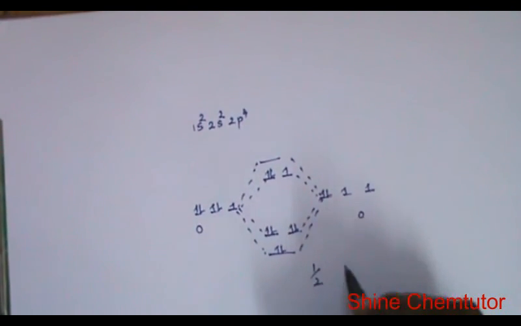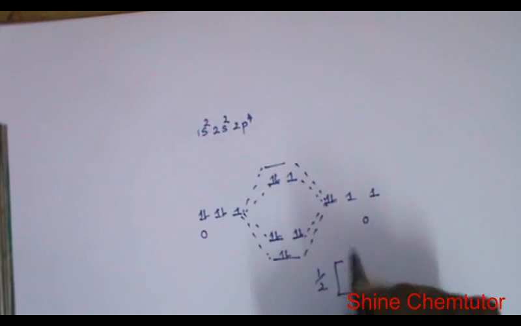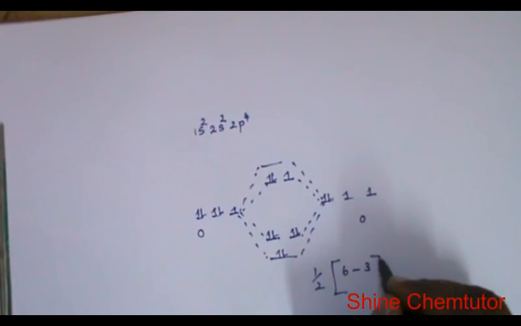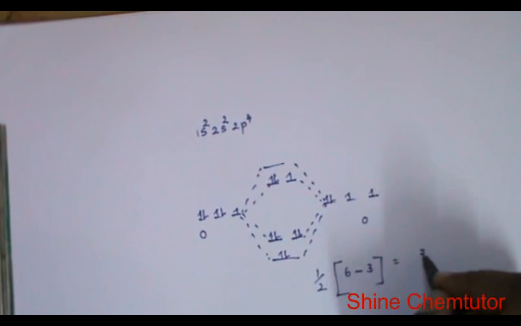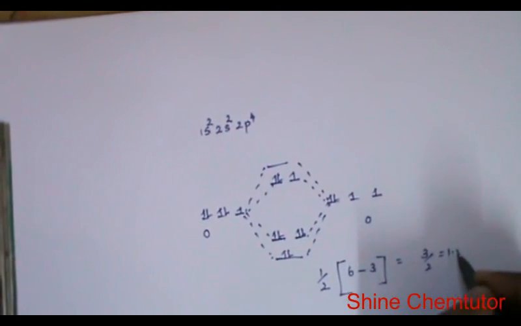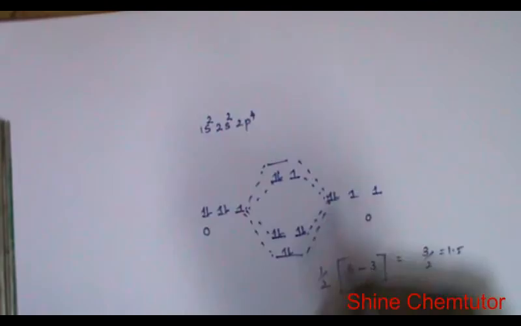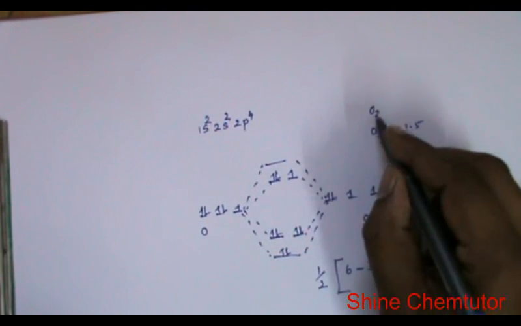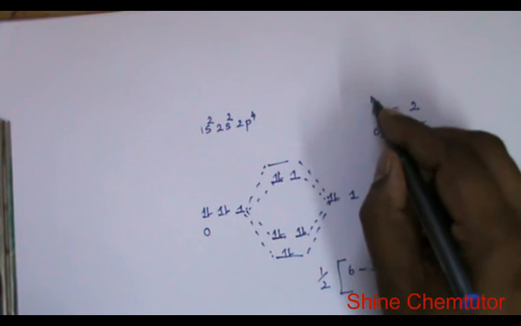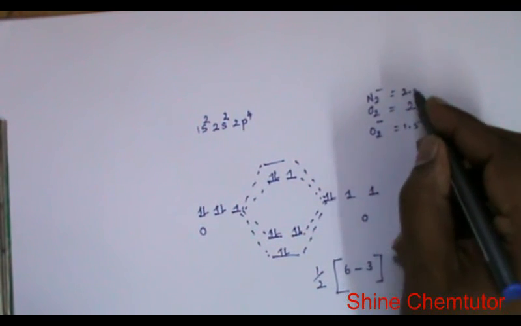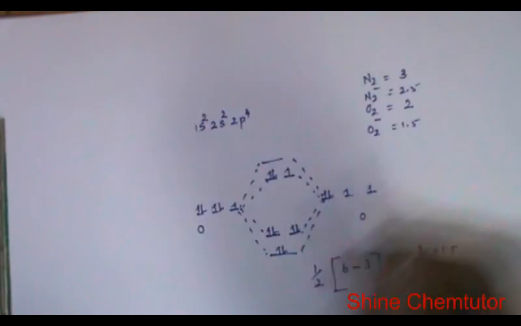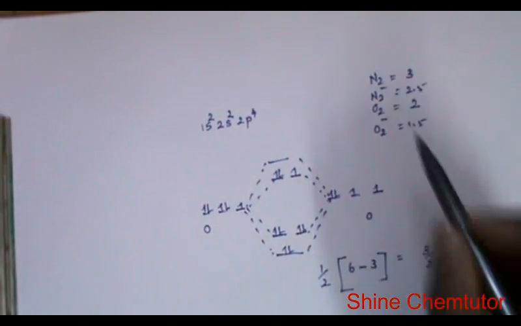For the bond order, the number of bonding electrons will be 6. Anti-bonding will be 3. So what we get is 3 by 2, that is 1.5. So for O2 minus, it is 1.5. For O2, it is 2. For N2 minus, it is 2.5. For N2, it is 3. So it is decreasing in this order.